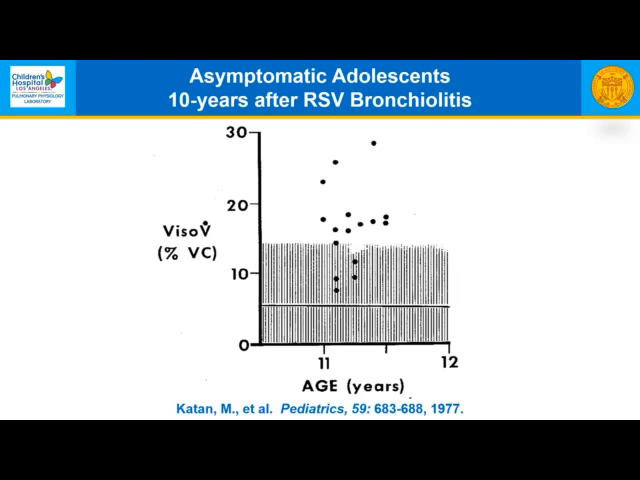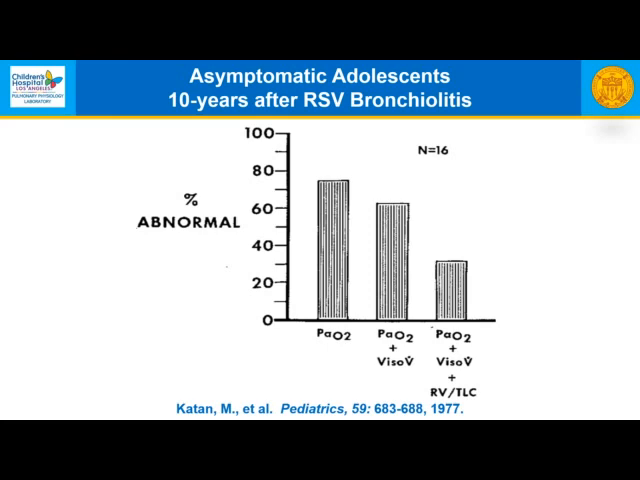So this was a study done by Meyer Katan, who was a fellow with me at the Hospital for Sick Children in Toronto, and he looked at young adolescents who were asymptomatic. They were not being followed in pulmonary clinic for any reason, 10 years after RSV bronchiolitis. And you can see that the majority of these children who were asymptomatic, in fact, had abnormalities in the volume of isoflow. Only a few were in the normal range here.